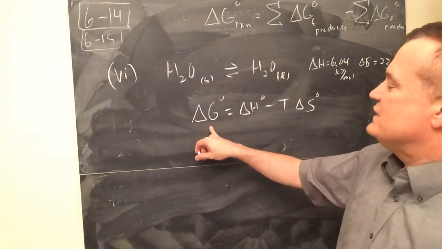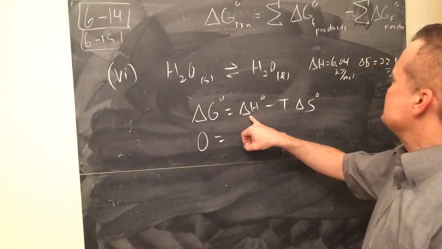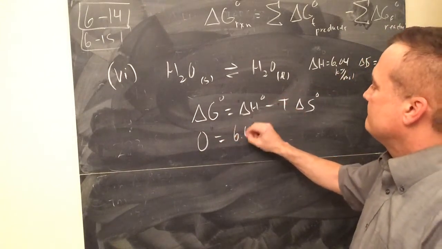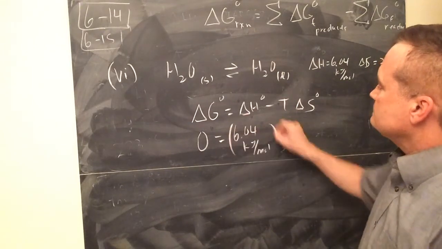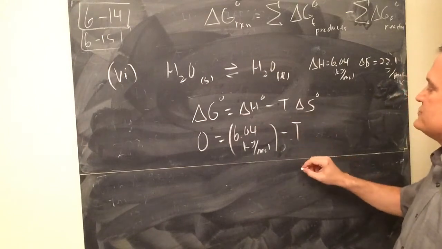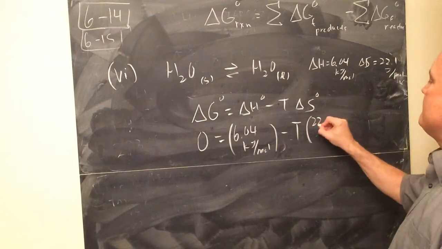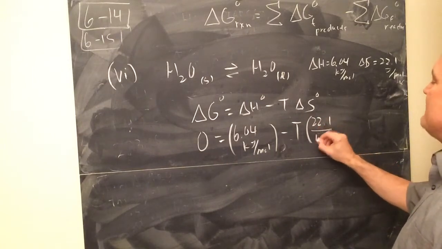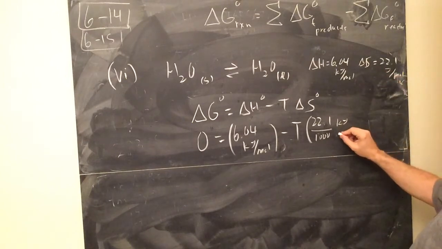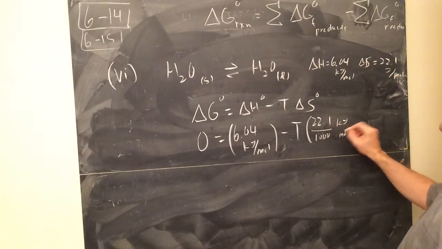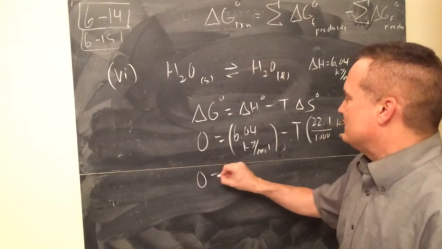You let delta G equal 0. So if that's set to 0, then delta H is 6.04 kilojoule per mole minus, and you're trying to find the temperature, T times delta S, and delta S is 22.1. Now remember, you have to divide by 1,000 in order to put it in kilojoules, because it's in joule per mole Kelvin. So if I want kilojoule per mole Kelvin, I'll have to divide by 1,000. All right, now let's solve for that and see what happens.